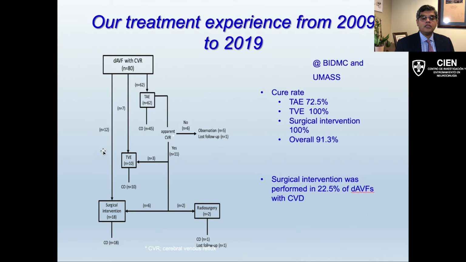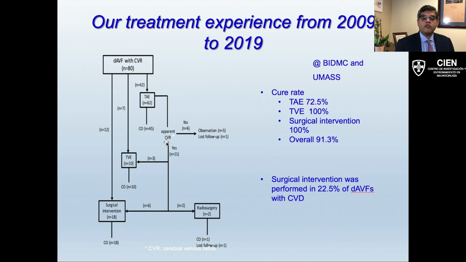Now, you can see that the ones that had transvenous embolization and surgery were successful. Now, the transarterial embolization was not equally successful, because you can see that some of them then required additional treatment. So let's look at these numbers carefully. Of the transarterial embolization, 72% were cured. The rest had to go to other treatments. So 45 out of the 62 were cured.